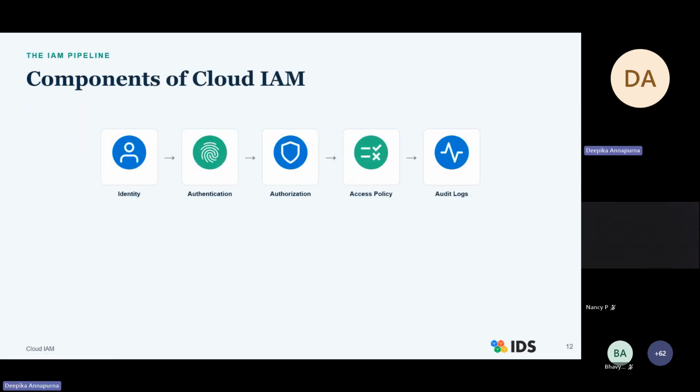What are the components of cloud IAM? Yesterday we have discussed, right? Identity. Identity is nothing but the user identity, username, password. Next step is the authentication. Authentication is through MFA, multi-factor authentication, or it defines biometric, multi-factor OTP, or any other thing. The next step of authentication is authorization. So what are you authorized to do? What access do you have? Okay. The next is the access policy, role-based access control. What you can access, what type of data you can access. And the last one is the audit logs.